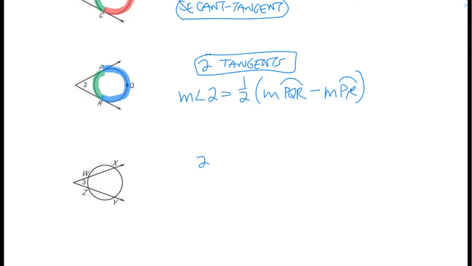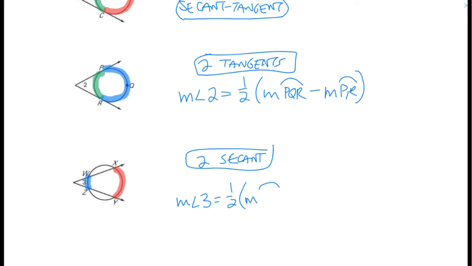Lastly, down here, we have two secant lines. With this, you can see the intercepted arcs that we have here. We have WZ, and then we have XY over here. Again, the measure of angle 3 is going to be half the difference of those arcs. So in this case, it would be the measure of arc XY minus the measure of arc WZ.